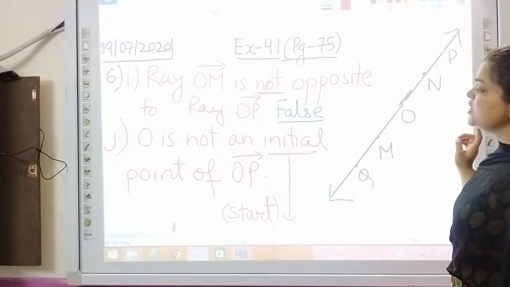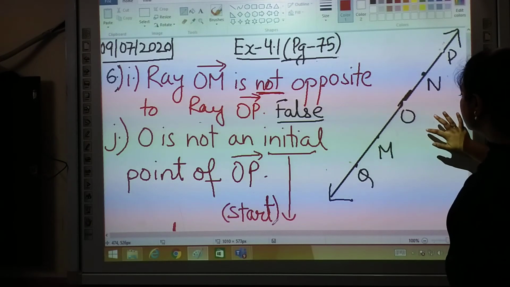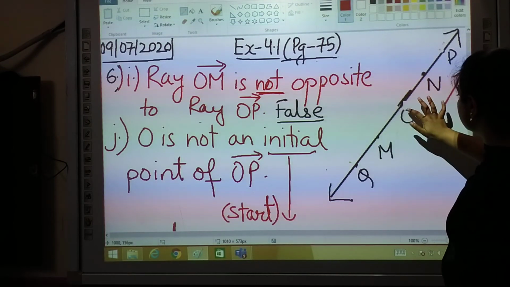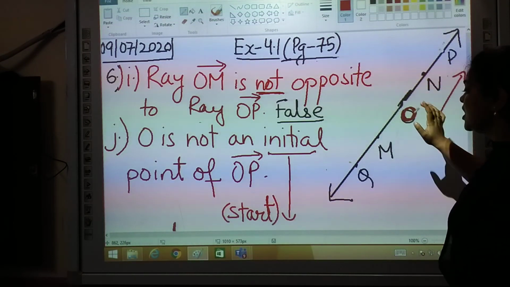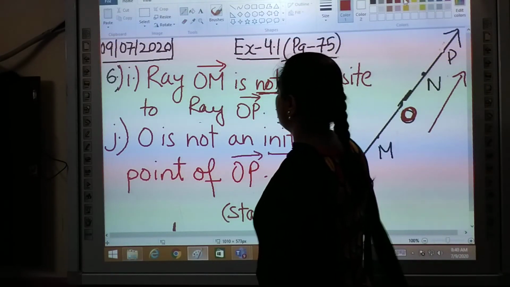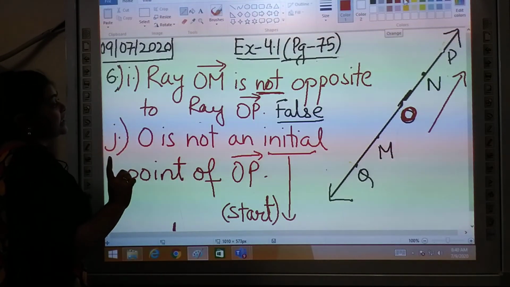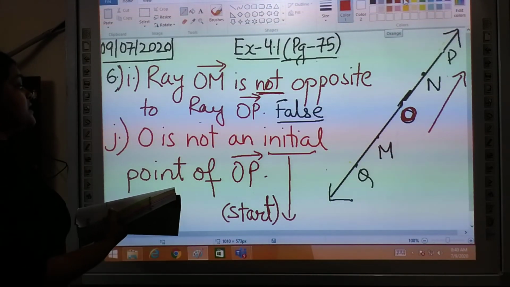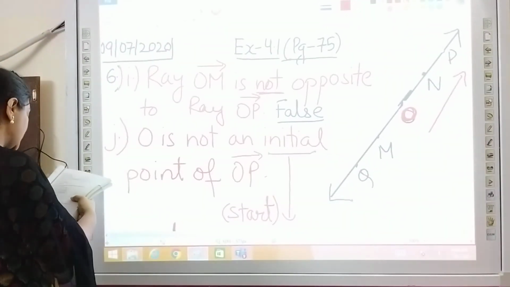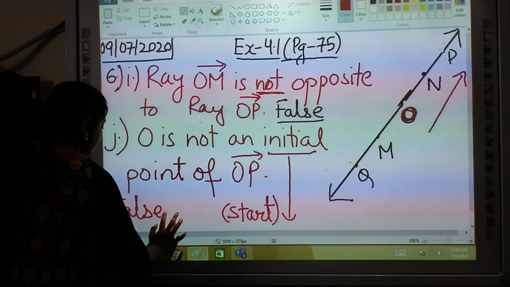O is not an initial point of OP. OP का initial point is clearly O. जो ray O है वो यहाँ से शुरू हो रही है. This is the initial point of ray OP. So the statement here is false. Statement हमें कह रही है जो O है वो initial point नहीं है. यहाँ पे not जो लिखा है that means नहीं है. But answer is जो O है वो OP का initial point है. तो हमारी statement is false. Okay, the statement is false.